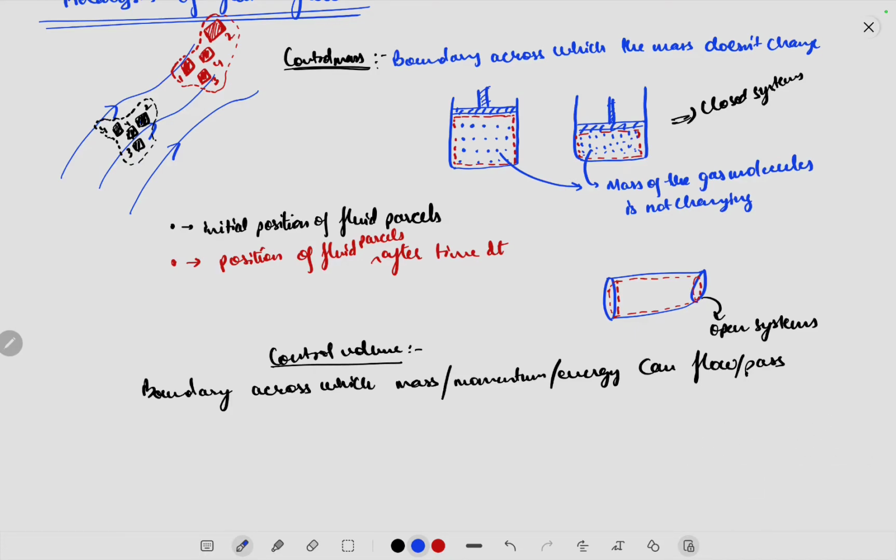So similarly, we also want to derive a relationship between the properties that I measure from control volume and how they are related with the properties from the control mass. Okay, so we use Reynolds transport theorem to find that relationship.